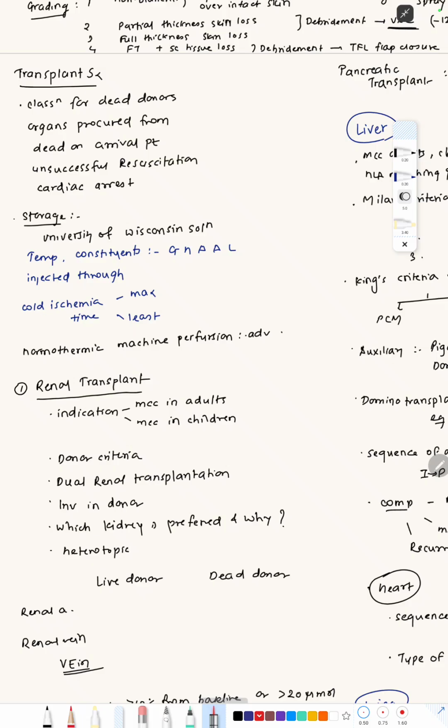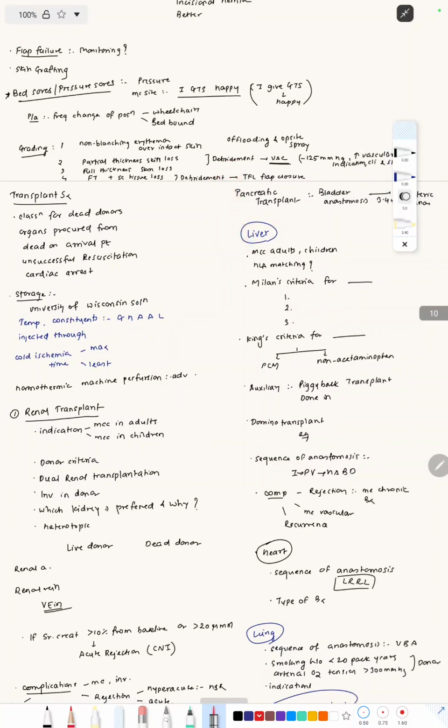Next is transplant surgery. In transplant surgery, the first thing is the classification for dead donors, called the Maastricht classification. According to the Maastricht classification, there are 5 classes. Class 1 is dead on arrival. Class 2, unsuccessful resuscitation. Class 3, 4 and 5 are cardiac arrest. Class 3 is anticipated cardiac arrest. Class 4 is cardiac arrest in a brain-dead donor, and class 5 is cardiac arrest in an IPD patient.